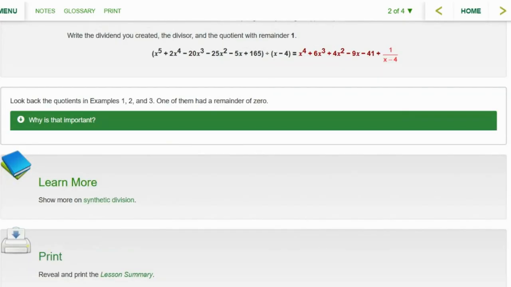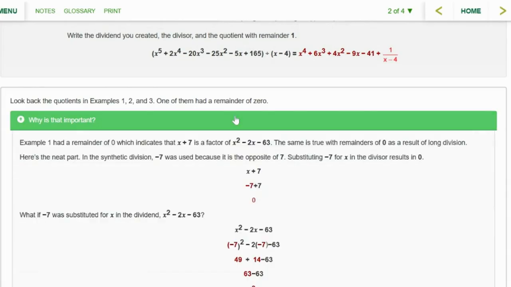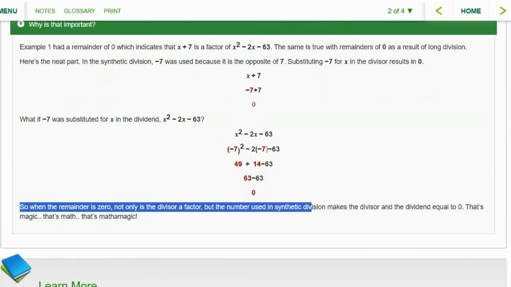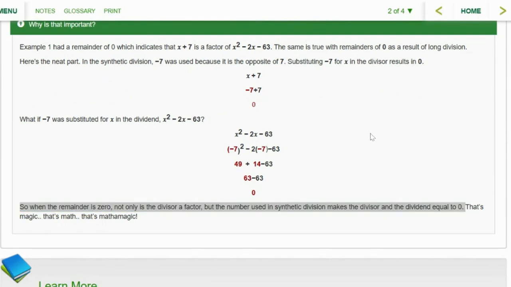Look back at the quotients of 1, 2, and 3. One of them had a remainder of 0. That means that this is a factor. So when the remainder is 0, not only is the divisor a factor, but the number used in the synthetic division makes the divisor and dividend equal to 0. Oh, math. So here's what they're saying.